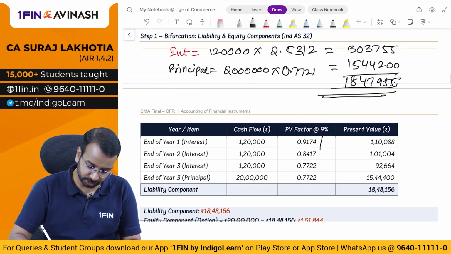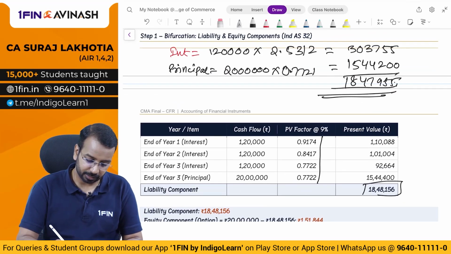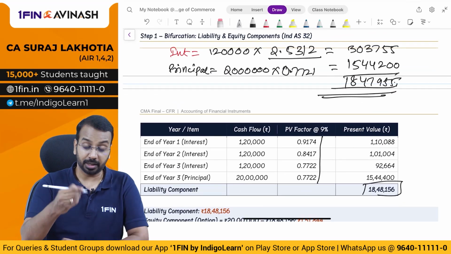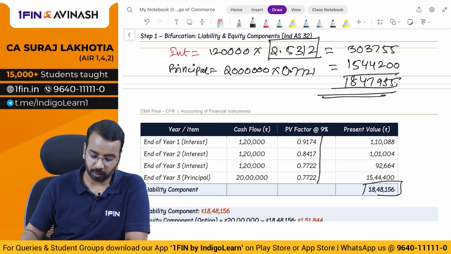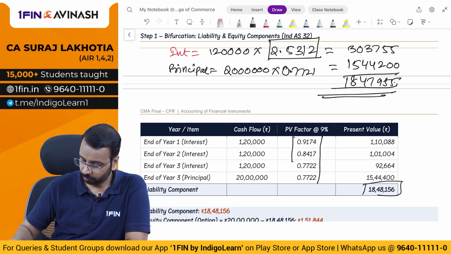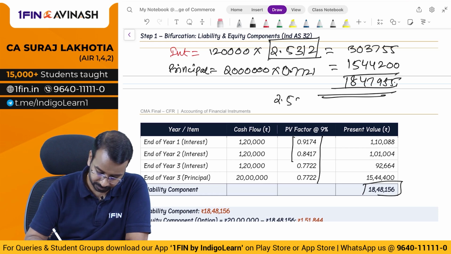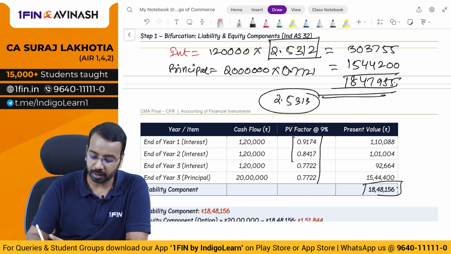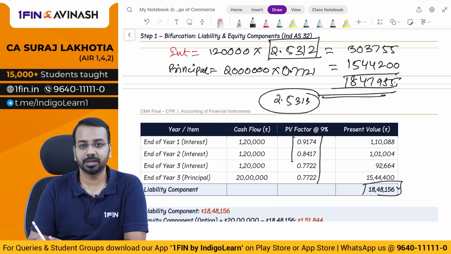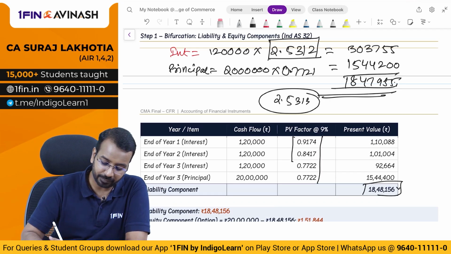Now if you do individually, you get 1848. The reason why I got a difference here is again for examination purpose, please keep that in mind. I have used 2.5312, but if I total this 0.9174 plus 0.8417 plus 0.7722, I get 2.5313, and that single decimal will make a difference of around 200 in the figure we have got. So in exam, when they have given you the factors, use the factors, or else you can use the annuity factors as well.